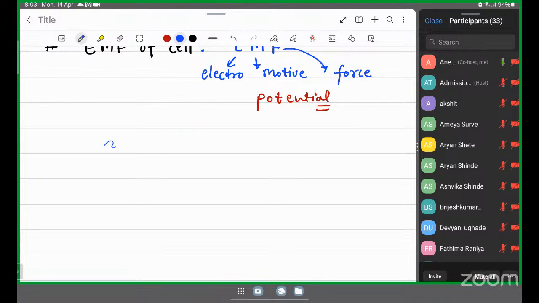If you want to have the EMF of any electric cell, we will give it by E. That will be the same as V, that is W by Q. W is the amount of work done to carry a unit charge from one terminal to another terminal, and Q is the charge that we are taking from one terminal to another terminal. It can also be defined in terms of energy, because work done is equivalent to energy, so you can also write it as E by Q.